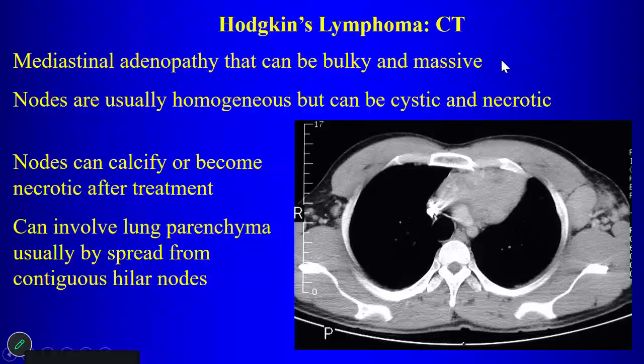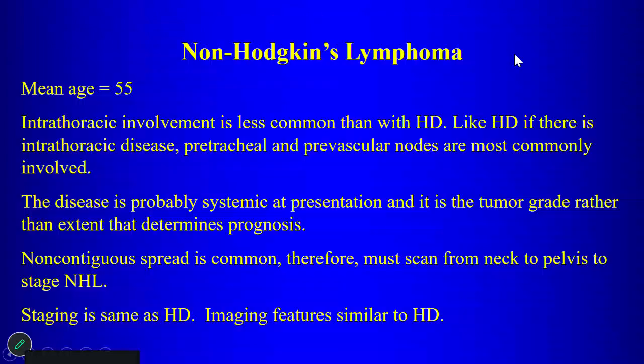Also axillary nodes, very common. Nodes are usually homogeneous, but sometimes they might be cystic and necrotic. After treatment, they can be necrotic. They can also develop calcifications. If there's involvement of the lung parenchyma, it tends to spread from the lymph node to the adjacent lung parenchyma, as opposed to non-Hodgkin's lymphoma, where you can have parenchymal masses that are separate from the lymphadenopathy.